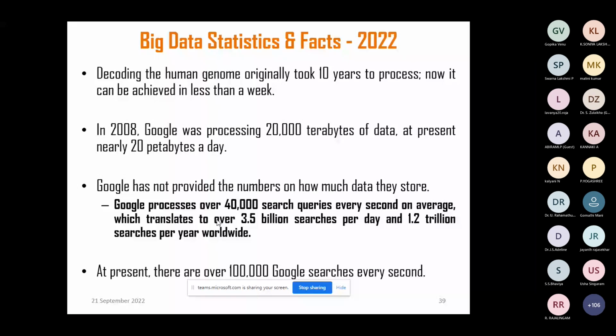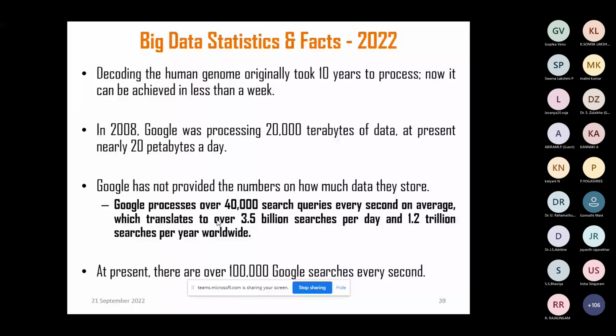From Google's point of view, they handled 20,000 terabytes of data in 2008, but at present they are handling more than 20 petabytes of data. Google has provided not only the numbers, but also how much data they store. Nearly 40,000 search queries take place every second. This is recorded and analyzed. So 3.5 billion searches per day take place, and you think about how they are handling it.